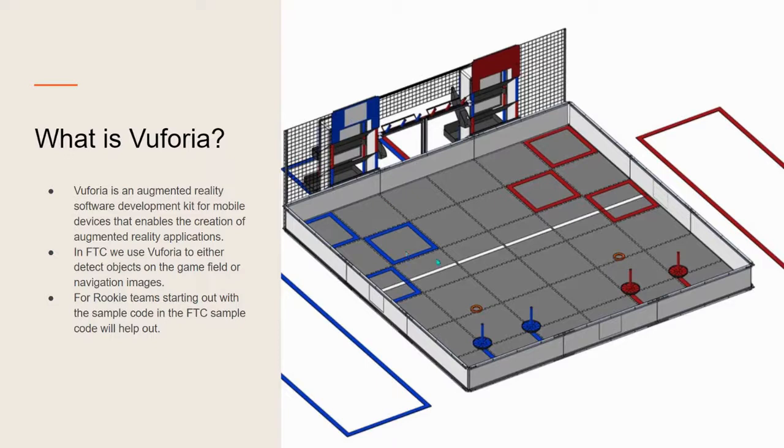And for rookie teams starting out, I would recommend using the sample code that is in the FTC SDK, and this will help us out. In the next slide, I will take us to the actual FTC SDK, and I can show you how to get the code up and how to get it running with your robot.